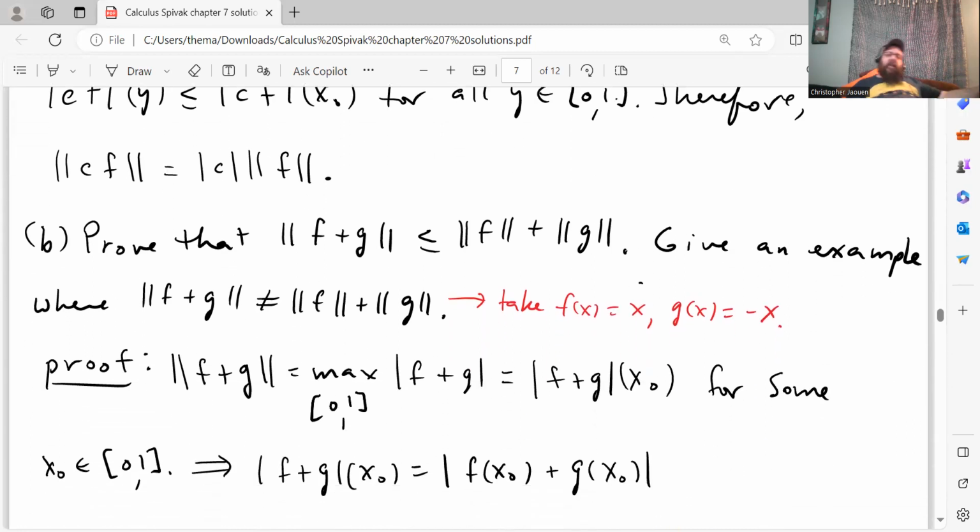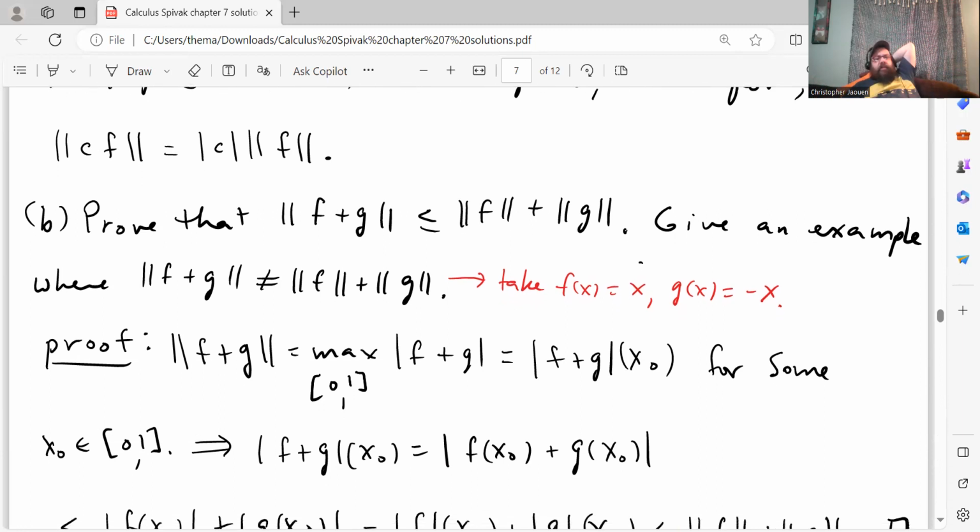Right, part B says prove that the norm of f plus g is less than or equal to the norm of f plus the norm of g. And he also wants us to give an example where the norm of f plus g is not equal to the norm of f plus the norm of g. I just gave the example here because I forgot to write it when I was writing it down, and I didn't feel like moving everything down. So if you just take the example f of x equals x and g of x equals negative x, you'll see that that's an example that works.